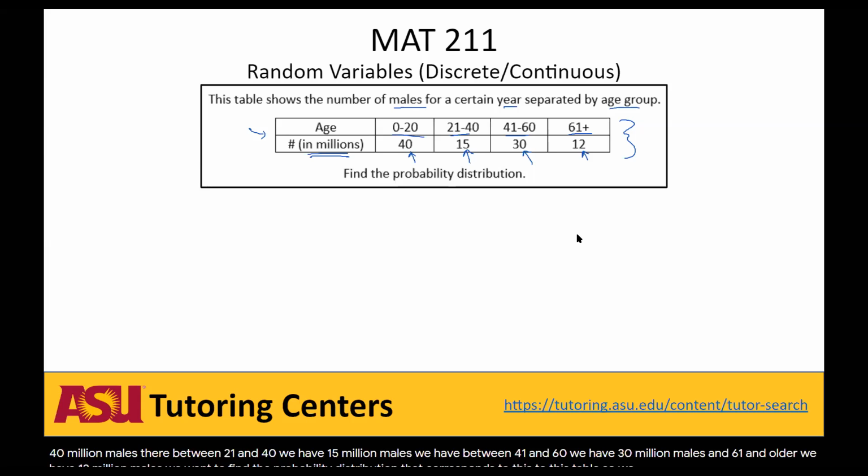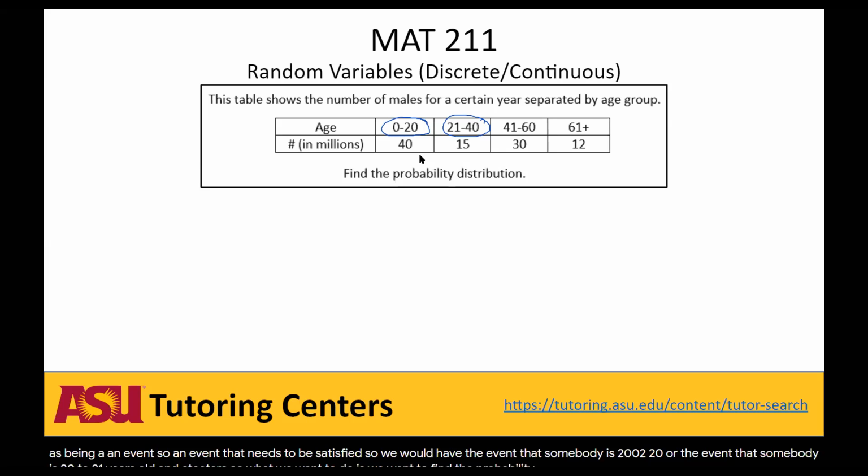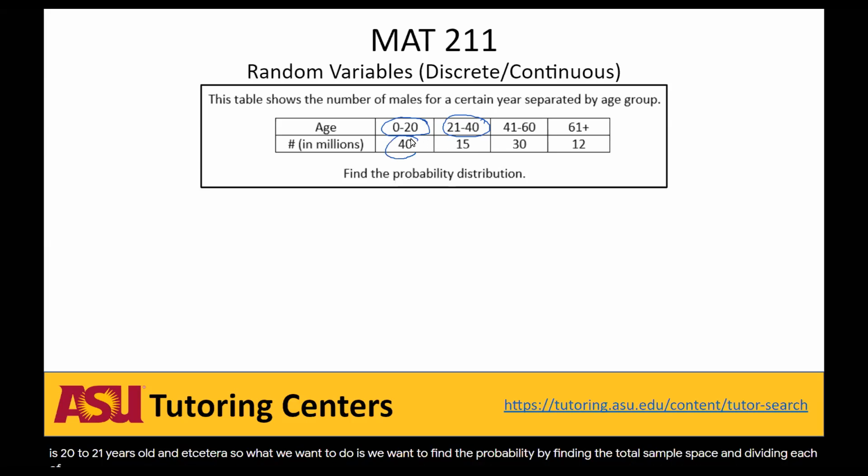So we can think of each age group here as being an event, an event that needs to be satisfied. We would have the event that somebody is 0 to 20, or the event that somebody is 21 to 40, and so on. What we want to do is find the probability by finding the total sample space and dividing each of these counts, in millions of individuals in these groups, by the cardinality of the total sample space.